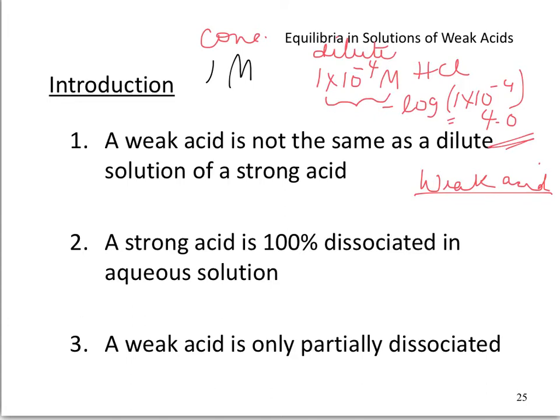So a strong acid, realize, is 100% dissociated in an aqueous solution, whereas a weak acid is only partially dissociated. What that means is that if you had, let's say, 100 parts, out of those 100 parts, maybe only 17 do. So it's only partially dissociated, and that can be illustrated using a picture. So let me draw something for you real quick.